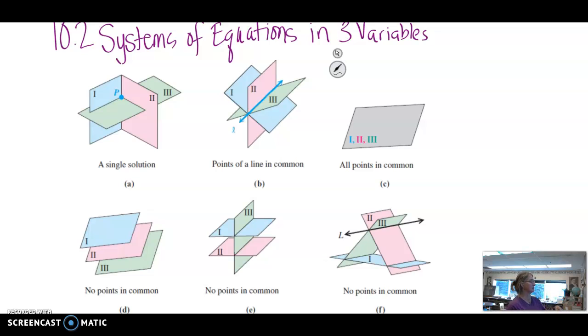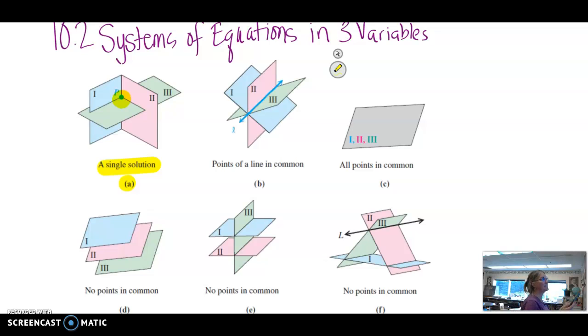You could have A here. For this first picture, A, you can have a single solution. We're thinking of 3D, so we're thinking planes. You can have the intersection of three planes that intersect in exactly one point, and that is going to be an ordered triplet x, y, z. So instead of just x, y, an ordered pair, it's an ordered triplet.